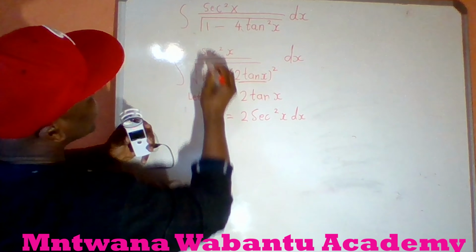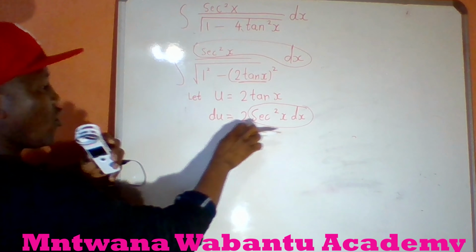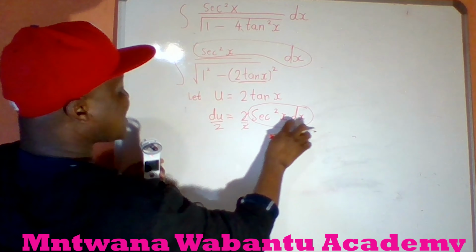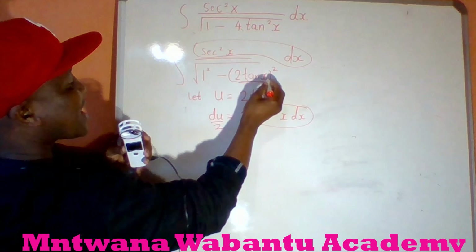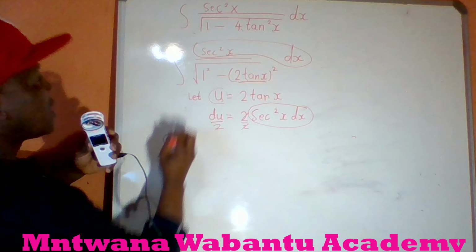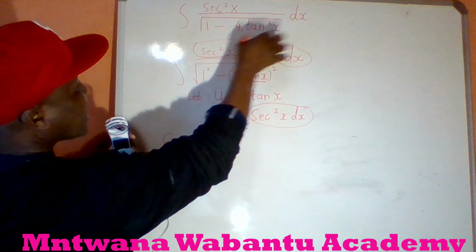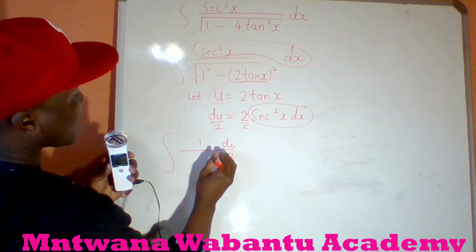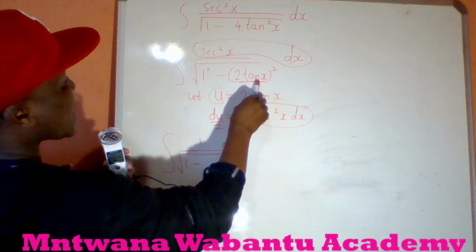So then, sec squared dx equals du over 2. Let's divide by 2 on both sides, so this and this cancel. So sec squared dx equals du over 2. Now 1 minus 2 tan x equals u, so let's convert everything into u. We're going to say the integral of sec squared dx is du over 2. We take this out, du over 2, and what we're left with on top is just 1 over the square root, and then 1 minus 2 tan x is u.